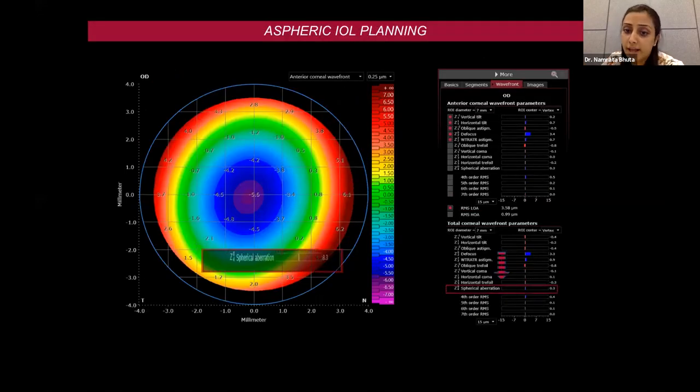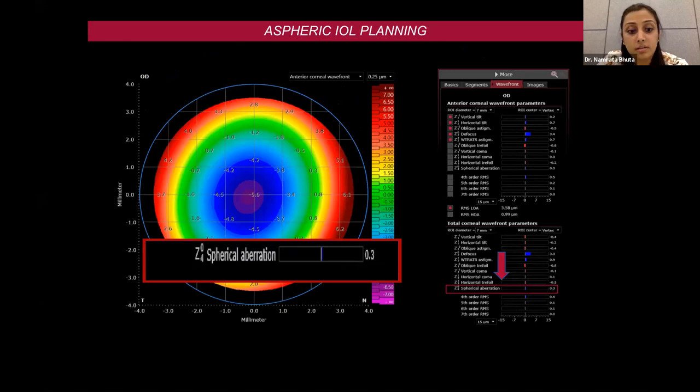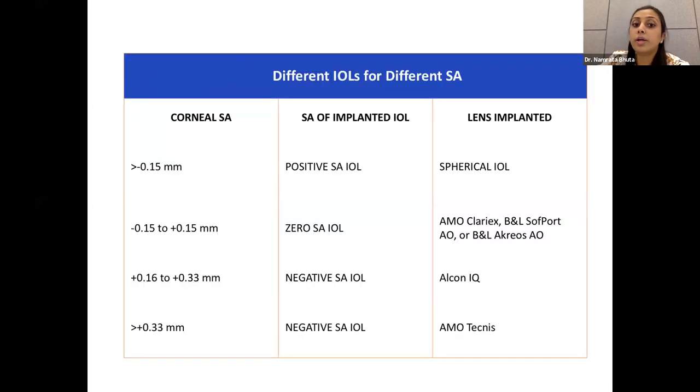Coming next to aspheric IOL planning. Your wavefront map also gives you the spherical aberration. Depending upon the amount of total spherical aberration in the cornea, you can plan the type of IOL that you want to implant. If you have an aberration in the range of, say, more than 0.16 to 0.33, you can go ahead and implant a negative SA IOL, either an Alcon IQ, or if it is more than 0.33, you go and implant an AMO Tecnis, which actually has a negative SA of minus 0.45.